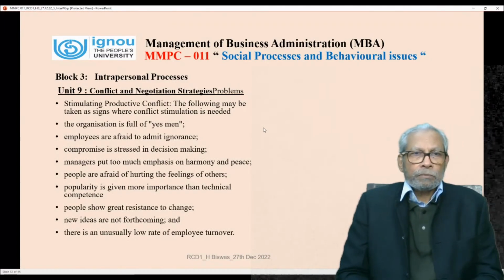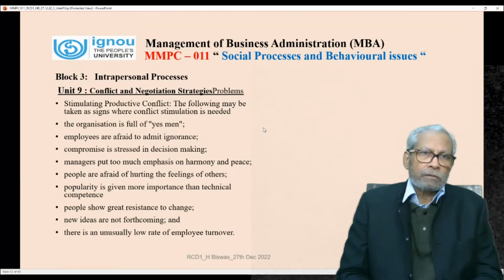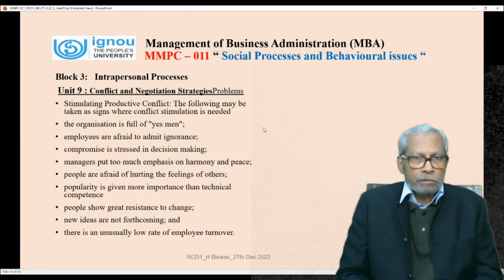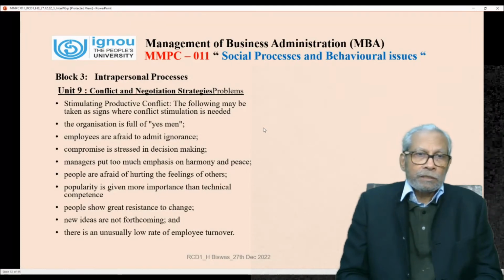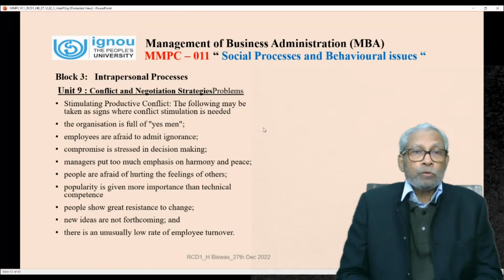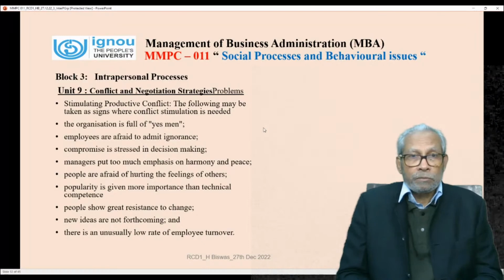Then your stimulating the productive conflict. The following may be taken as signs where conflict stimulation is needed. The organization is full of yes men. Employees are afraid to admit their ignorance. Compromise is stressed in decision making. Managers put too much emphasis on harmony and peace.